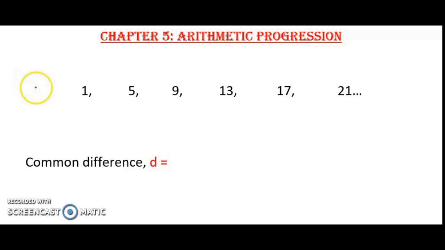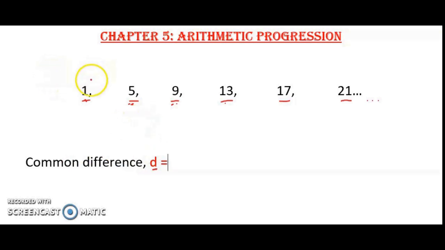For example, let's see the series here: 1, 5, 9, 13, 17, 21 and so on. You can observe here that the difference between consecutive numbers is 4, which remains the same. The difference between 1 and 5 is 4, the difference between 5 and 9 is also 4, and the difference between 9 and 13 is also 4. So this series is known as arithmetic progression, and that difference is called the common difference, indicated by small d.